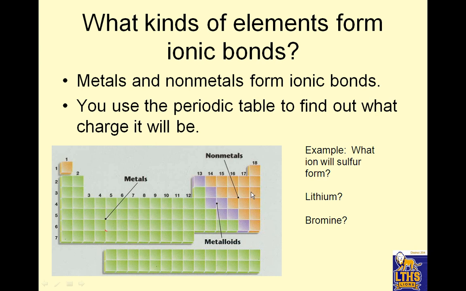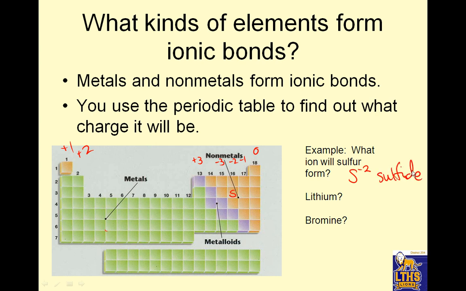All right, what kind of elements form ionic bonds? Metals and nonmetals form the ionic bonds. So use the periodic table to figure out the charge. Remember, it's +1, +2, 0, -1, -2, -3. And then we have +3 over there. We're not going to worry about those ones. So, what ion will sulfur form? Well, sulfur is right about there. So, sulfur is going to form a -2 ion. It's going to be called sulfide.